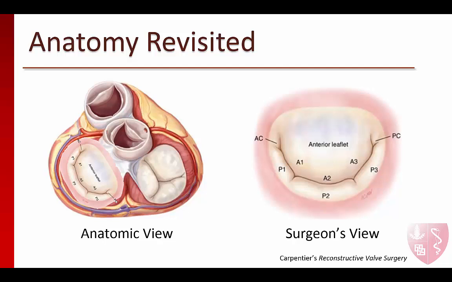This image shows the anterior and posterior leaflets, the three scallops of the posterior leaflet, and the associated segments on the anterior leaflet.